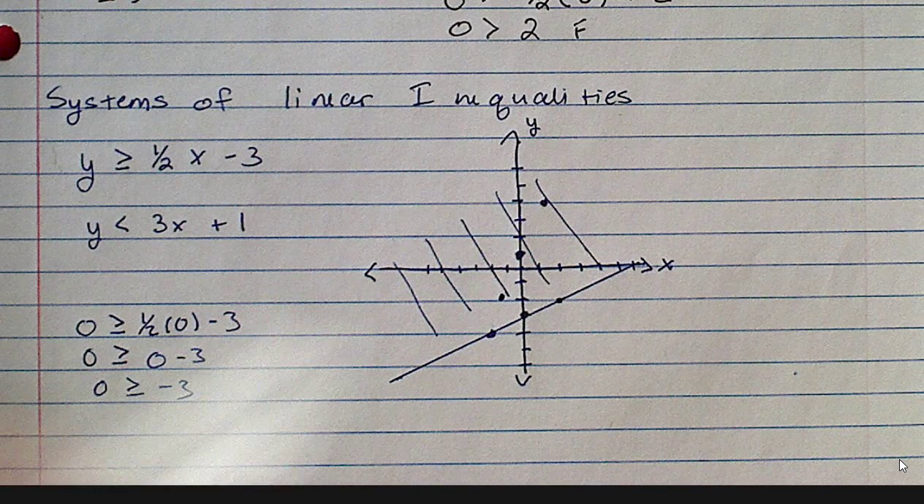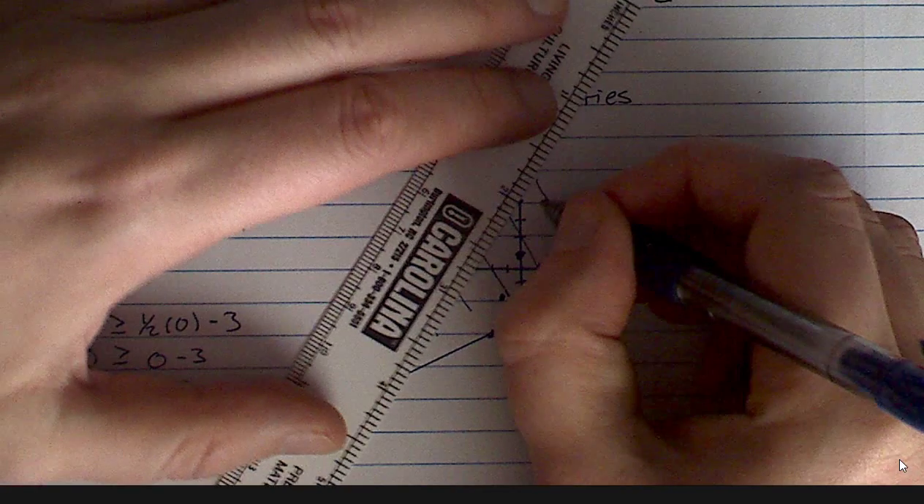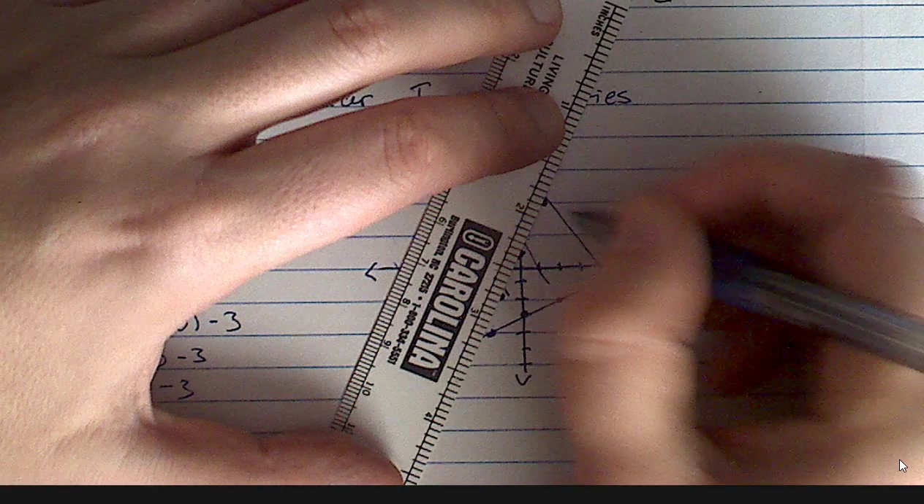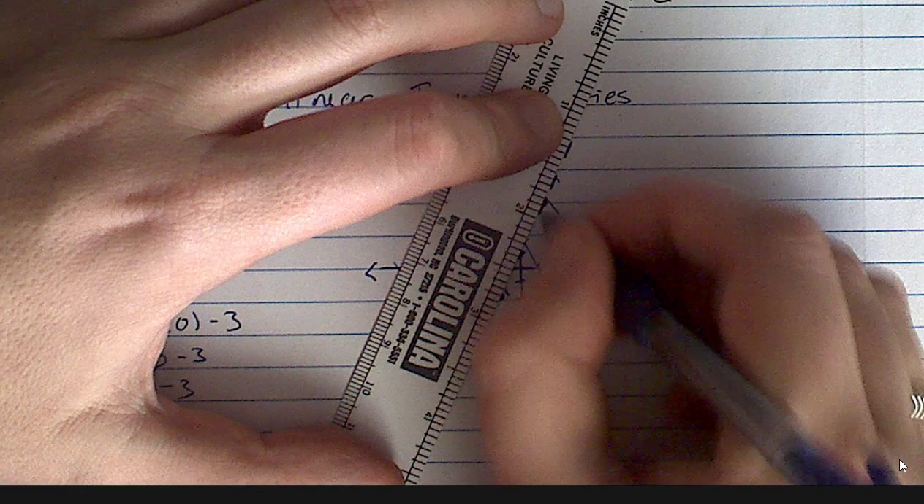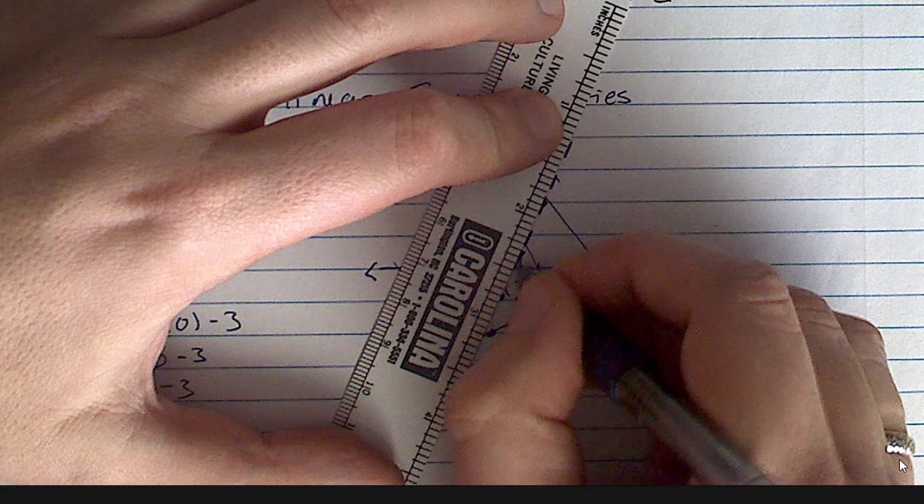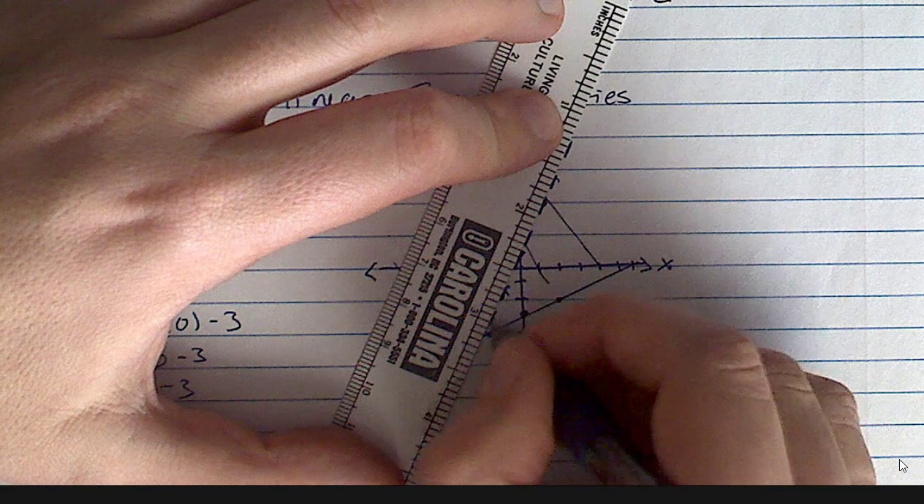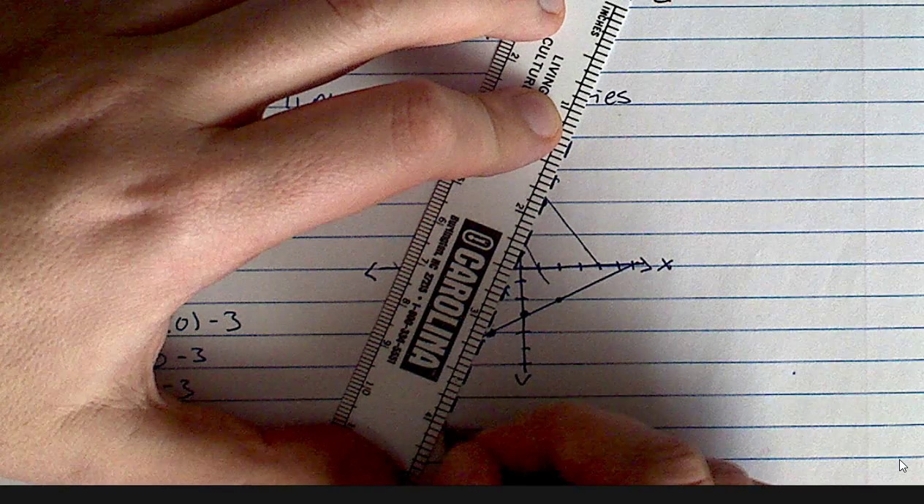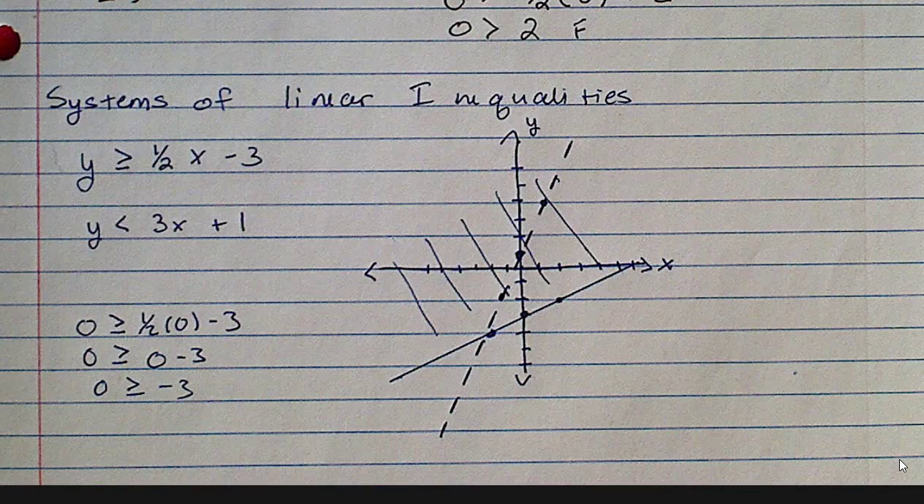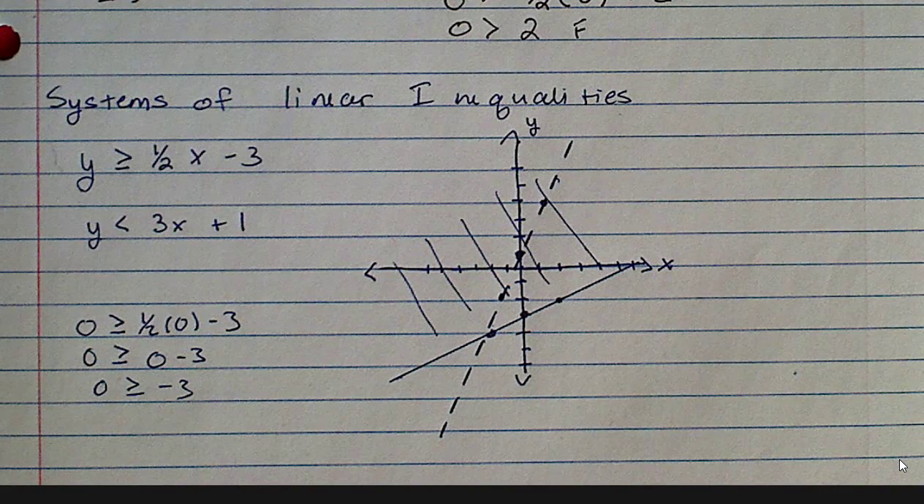Dashed. Now, I'm not interested in where these two lines connect. So I'm not looking for an intersection point here, unlike when we were graphing the solid lines. Instead, I'm interested in where the shading overlaps. I'm not interested in where the two lines connect. I'm interested in where the shading overlaps.